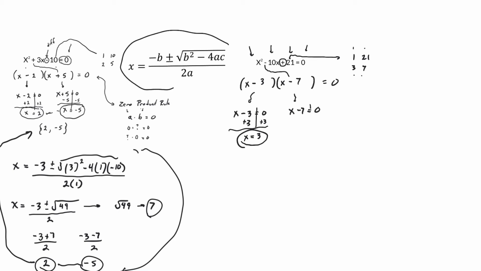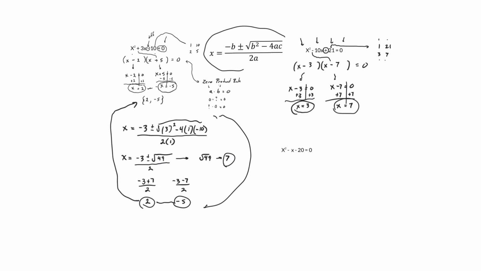X minus 7 equals 0. Draw a line. And again, x equals positive 7. So two answers this time are both positive. 3 and 7. If we did the quadratic formula, we would end up with the exact same answers. But you can see how quick this is if you're good at factoring. Okay, I'll do another example with you guys in a sec.